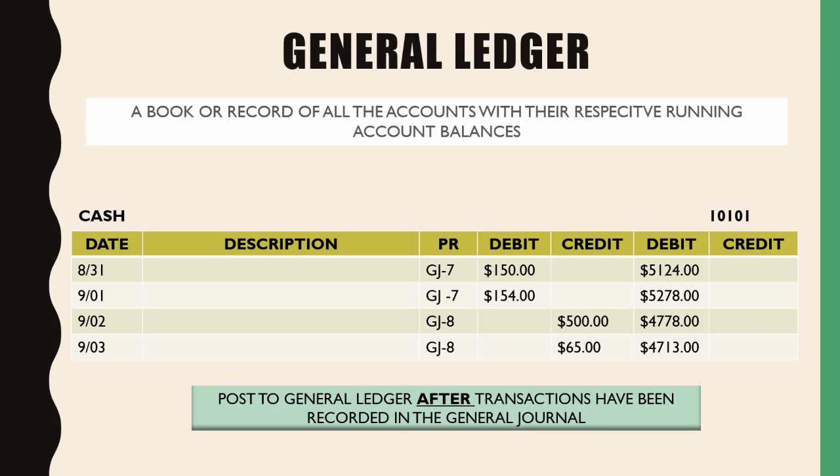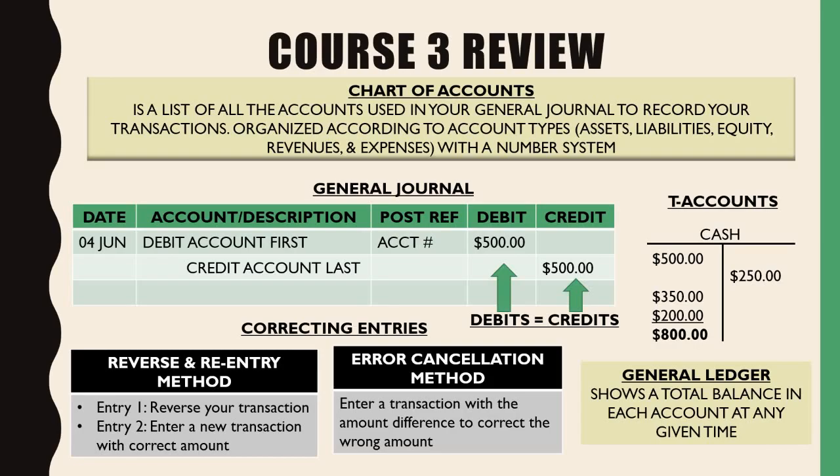So for example, if I started out with 5,124, I enter my first transaction, which I had sales of $154. So therefore, my account balance has increased. I wrote a check for rent for $500. It decreased my cash account. So in this case, my ledger gives me a running balance in each account that is in the chart of accounts, whereas the journal just simply records the transaction at hand. Okay?